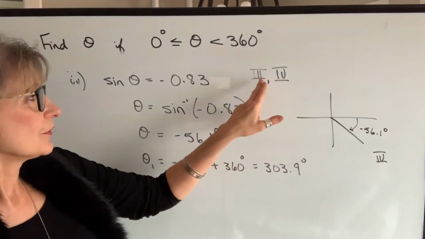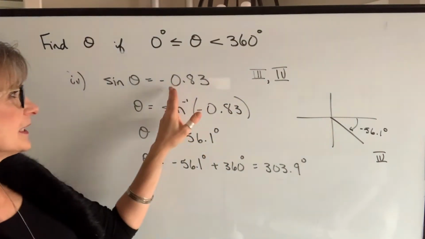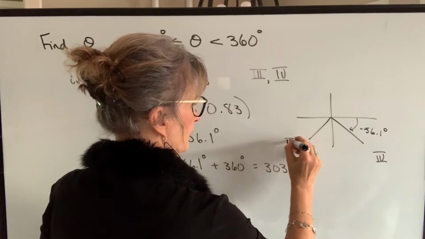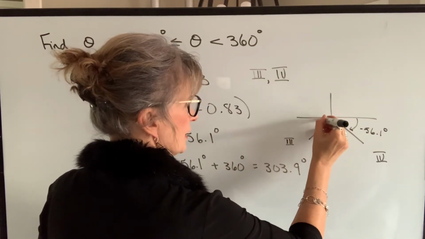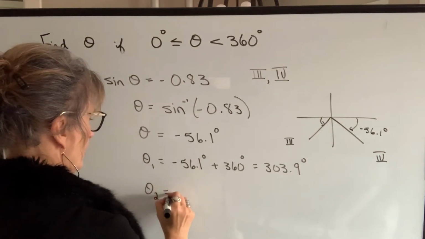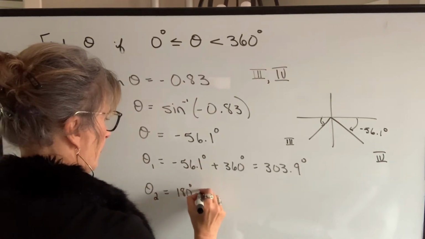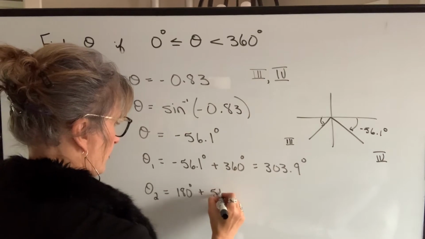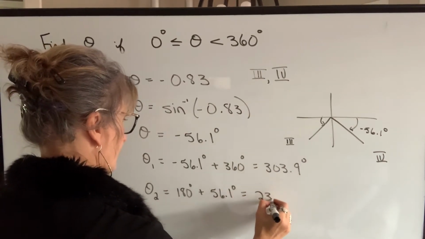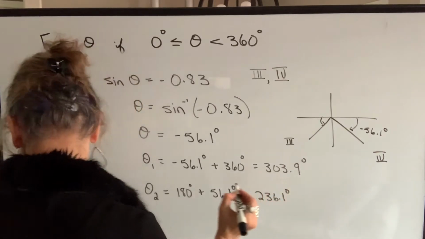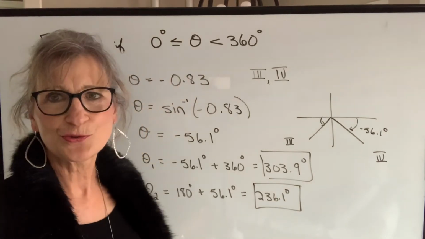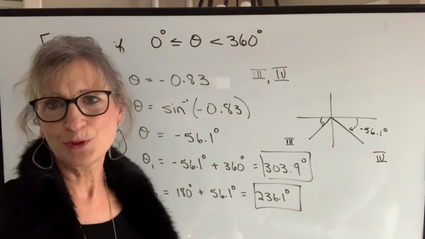We know that we also have an angle in quadrant 3 that will give us a negative sine. So to find the angle in quadrant 3, we take that amount of rotation past 180 degrees. So angle 2 will be 180 degrees plus a rotation of 56.1 degrees from the horizontal, to give us 236.1 degrees. So those are our two answers. Let's look at 3 more examples.